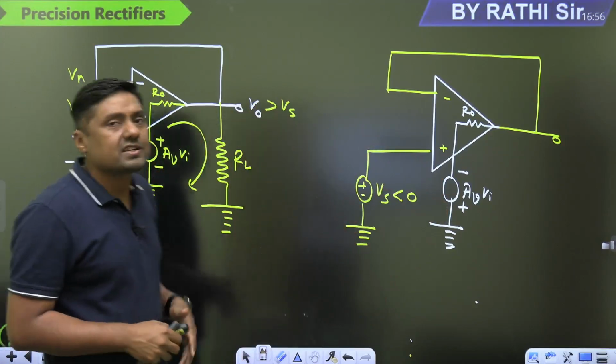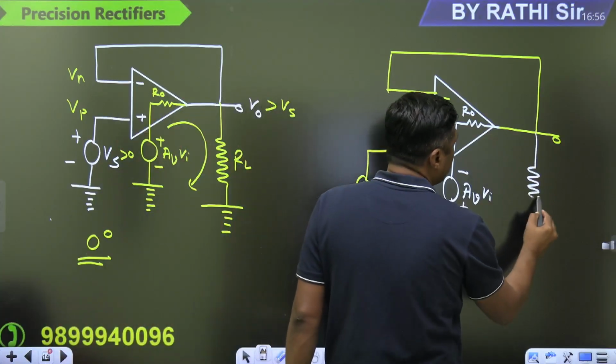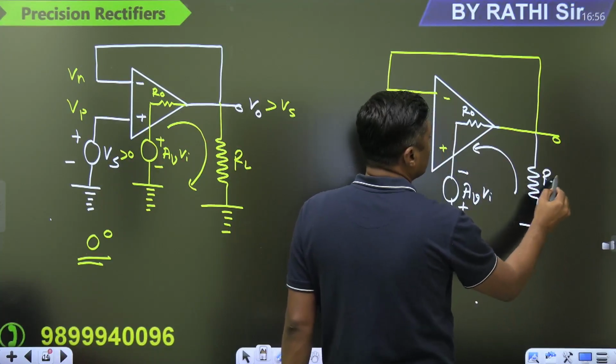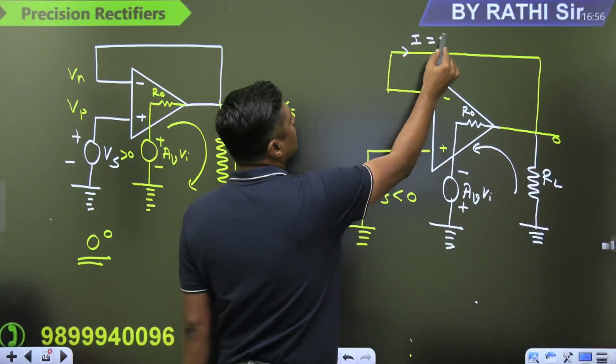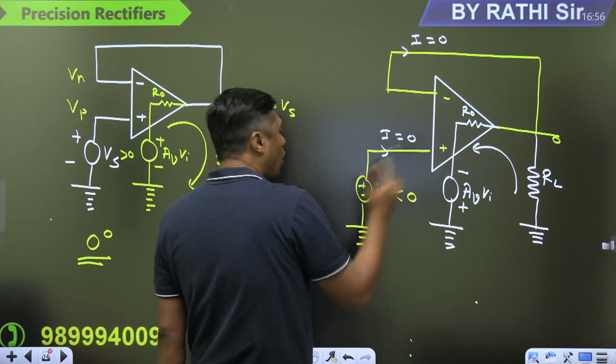Now what is the direction of the current? The direction of the current is opposite, like this, through RL. And again it is provided by the operational amplifier. What is the current here? 0. What is the current here? 0. So the current will be provided by the operational amplifier.